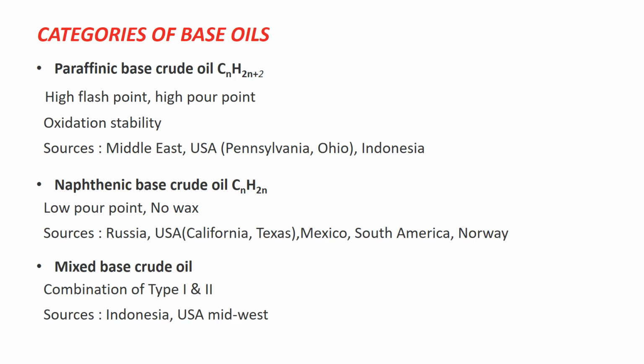Second type of base oil is Naphthenic base oil, and it has very low pour point and no wax. The source of this type of base oil is limited compared to the first type of base oil. Third type of base oil is the combination of type 1 and type 2, and the source is mostly Indonesia and USA Midwest.